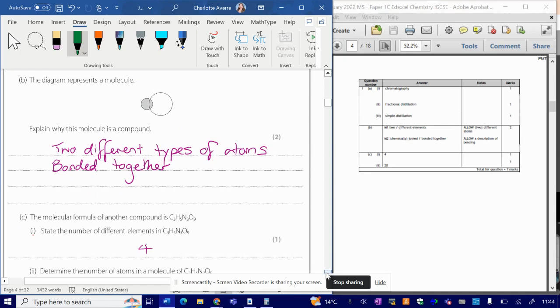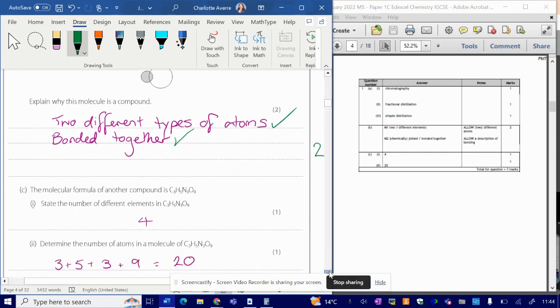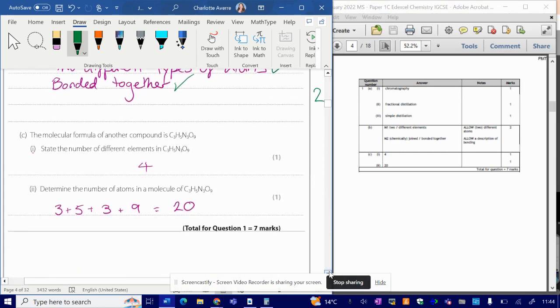Okay, so we've got the bonded together mark, and then it says 2 different elements, but over here in the notes it does say allow 2 different atoms. I've said 2 different types of atoms, that's the same thing, so that's 2 marks. And then going down the page, 4 and 20. Okay, so total 7 marks for that question, no problems there.